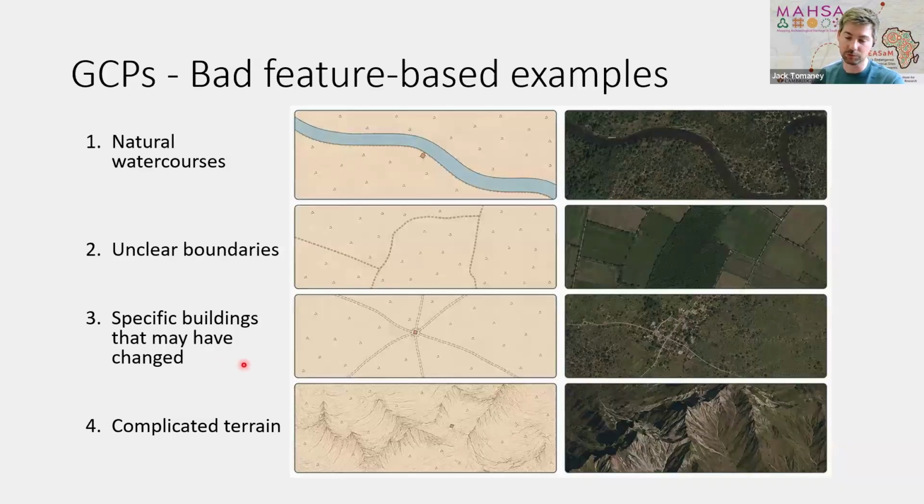I think the general rule is if you are not sure that it is the same thing, don't use it as a GCP, because even a small amount off can affect final georeferencing.